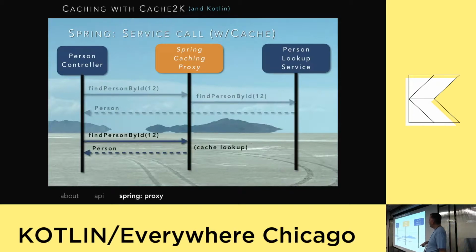Second time around, if you do it, it just skips that lookup entirely, which is great. This is what we want. This is why we want to use caching. Caching is partly for performance, but there are some other really good reasons to use caching.